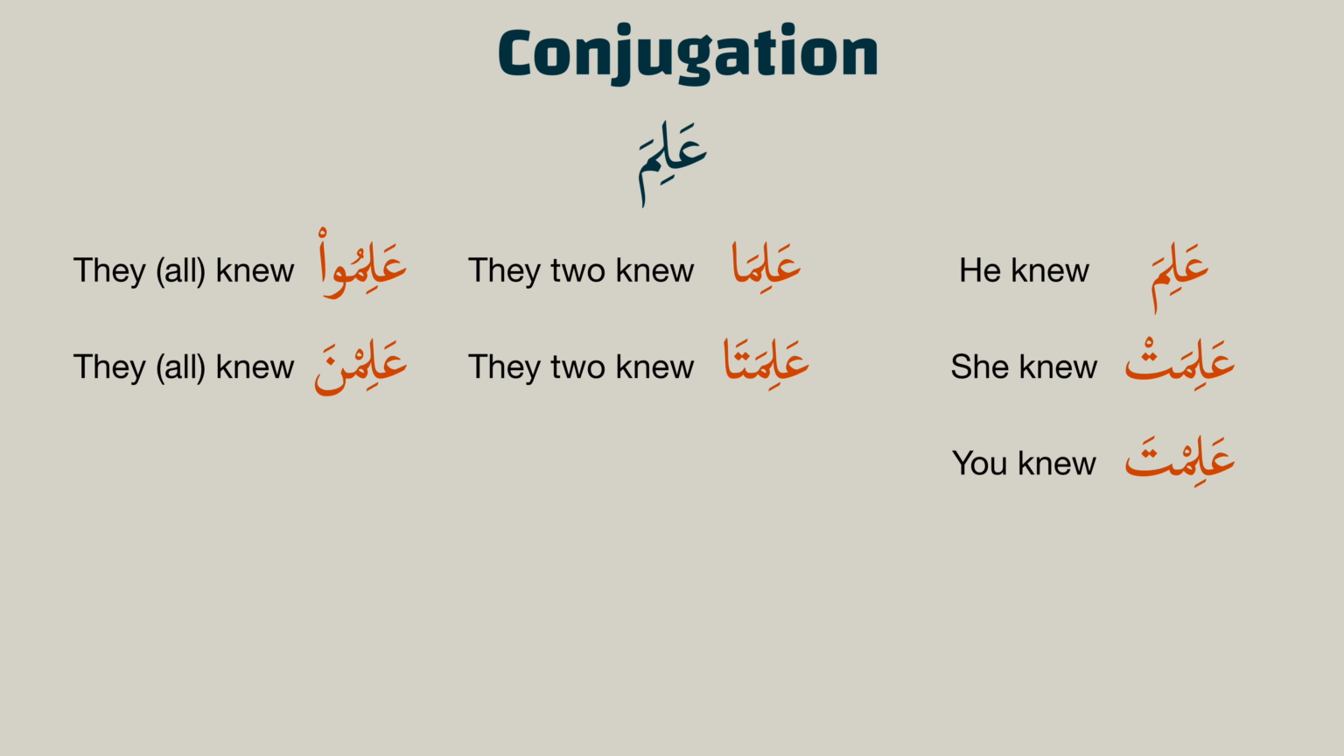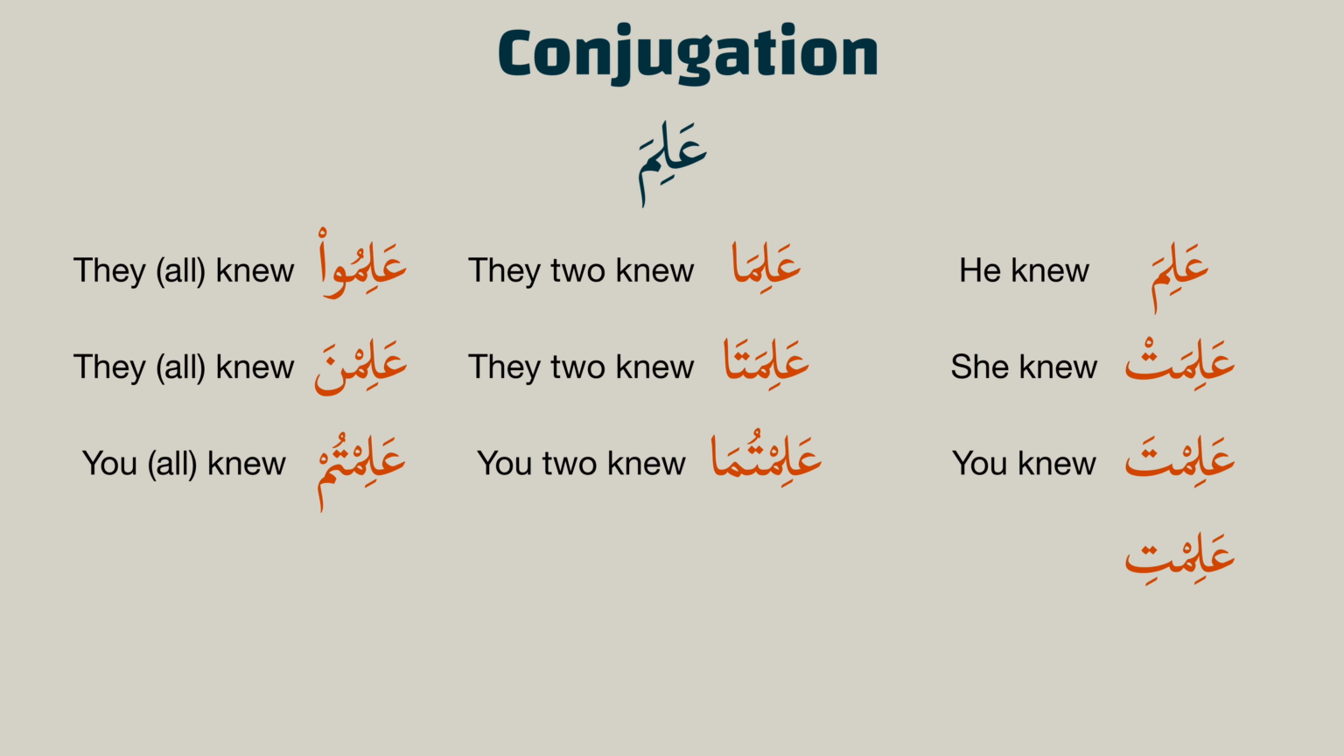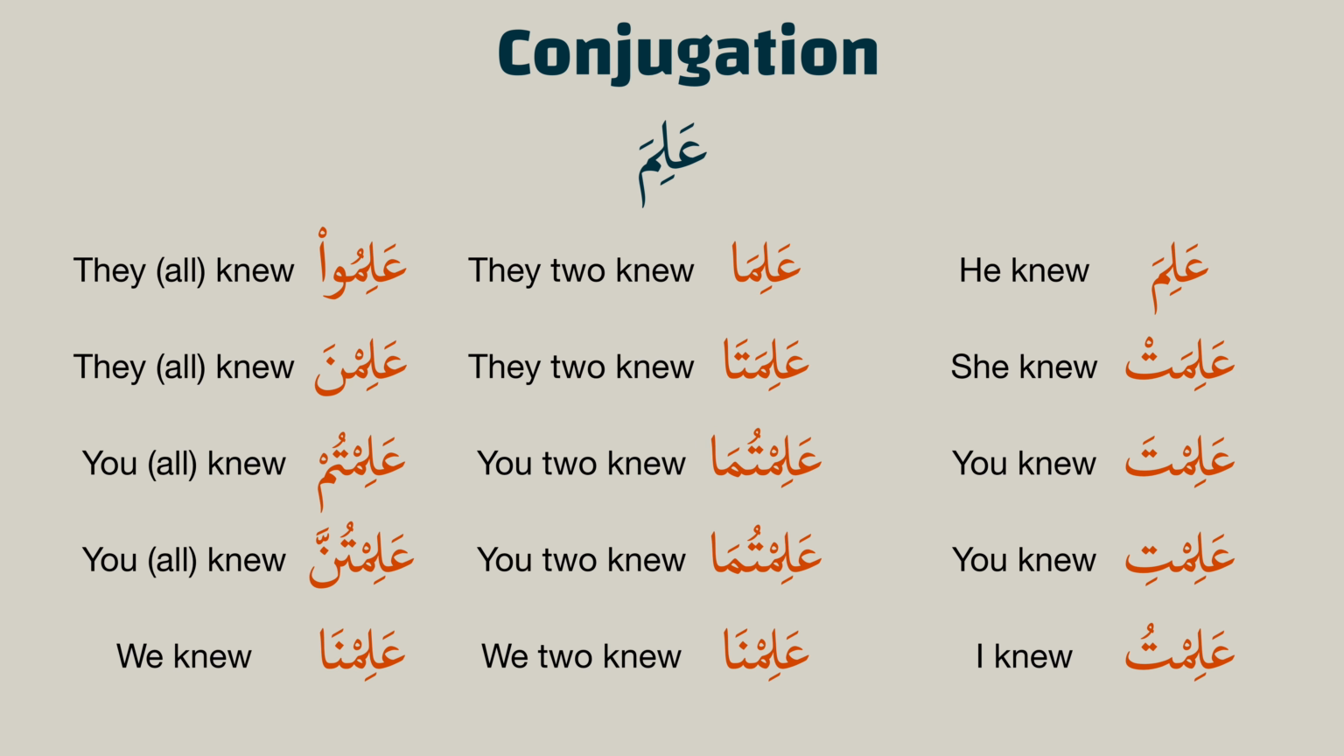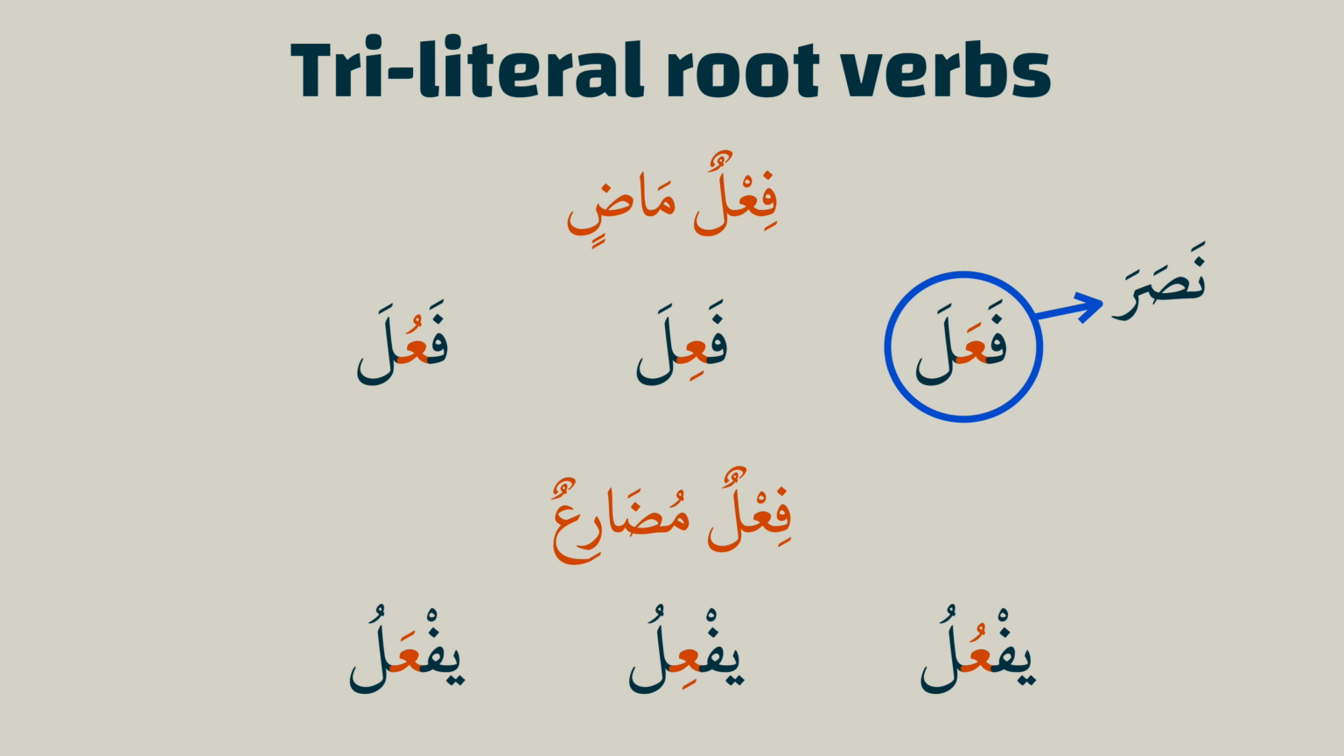alimta, you knew, alimtuma, you too knew, alimtum, you all knew, alimti, you knew, this time female, alimtuma, you too knew, female, alimtunna, you all knew, female, alimtu, I knew, alimna, we too knew. Alimna, we knew. So this was the pattern fa'ila, on which we conjugated the verb alima.